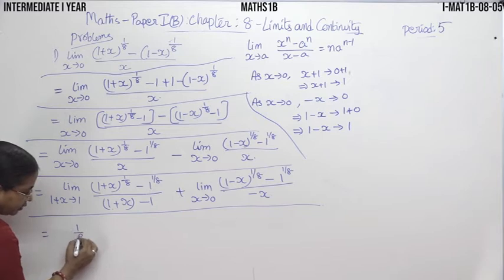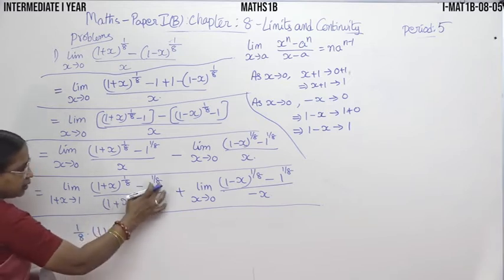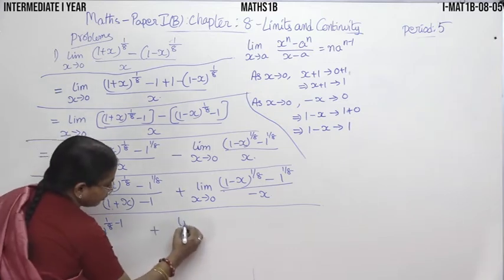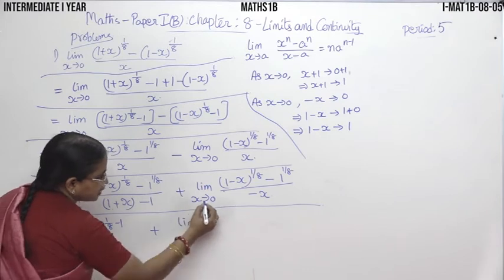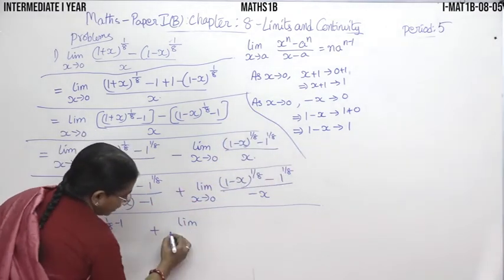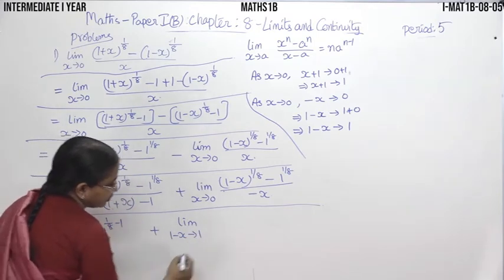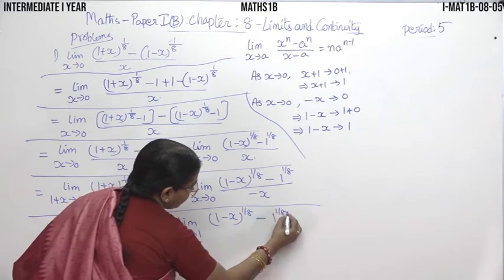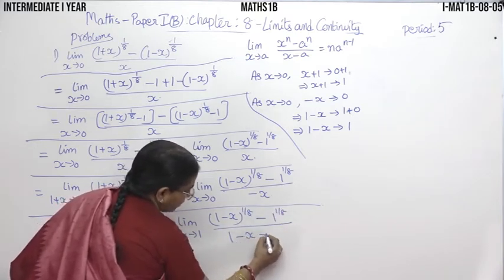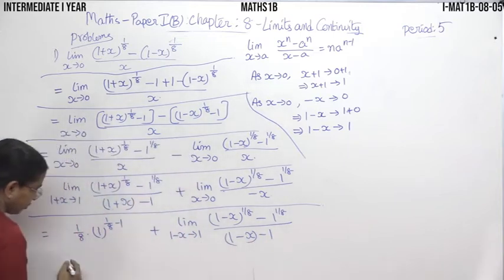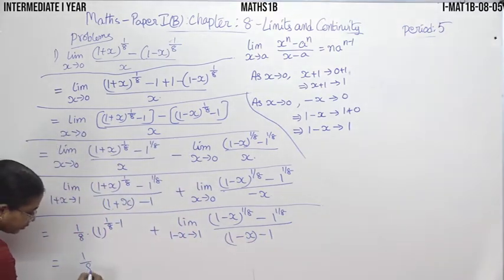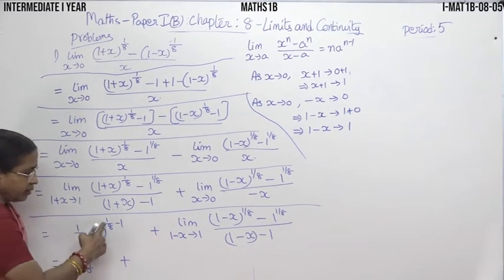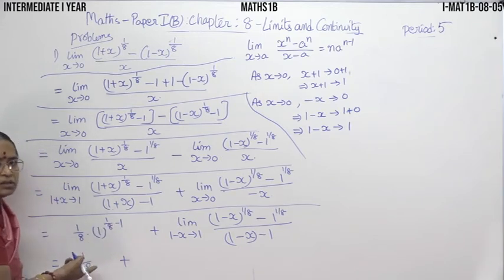So it is n into a to the power n minus 1. And then plus, we'll write here in the standard form. As x tends to 0, we have 1 minus x also tends to 1. So this is (1 minus x) whole to the power 1 by 8 minus 1 power 1 by 8. Now add and subtract 1 so that it is in the standard form. And so this is 1 by 8 only. 1 power any number is 1 only. This is 1 power 1 by 8 minus 1, meaning minus 7 by 8. It is equal to 1.